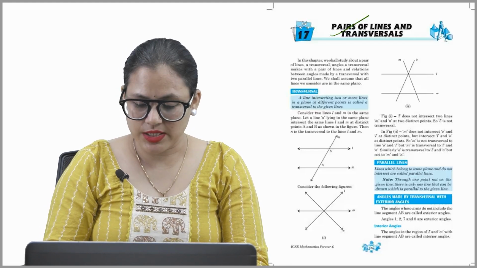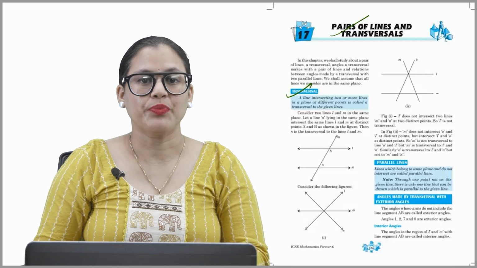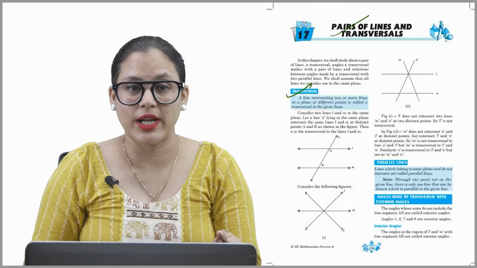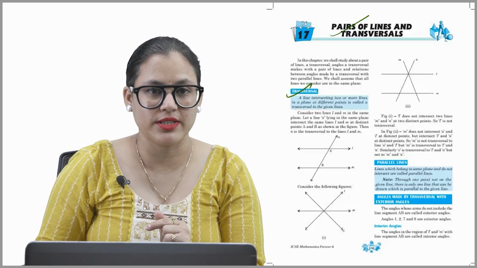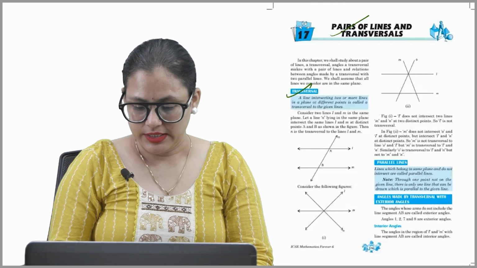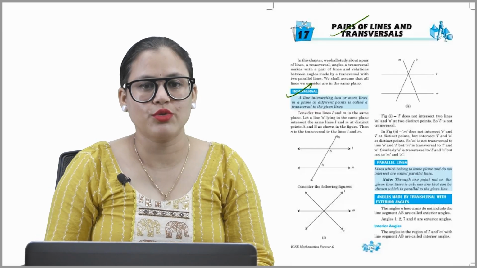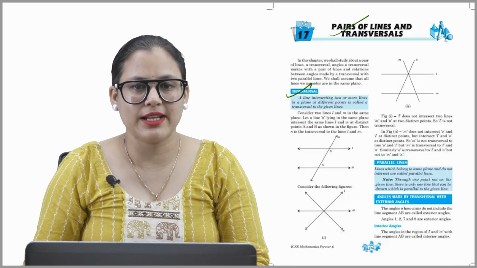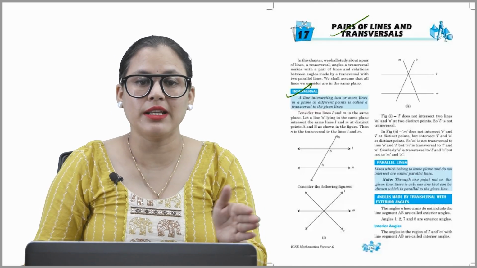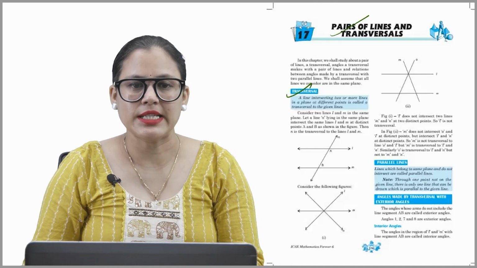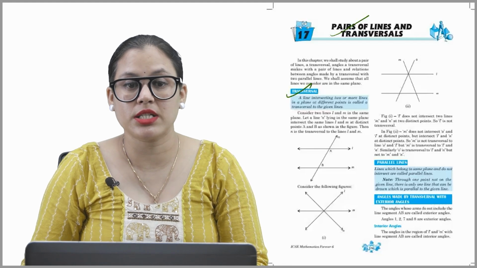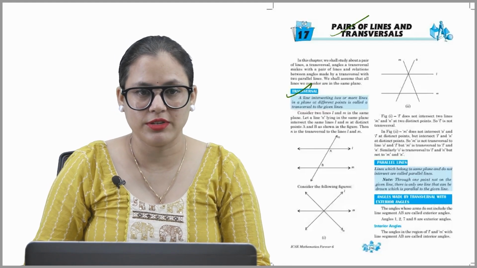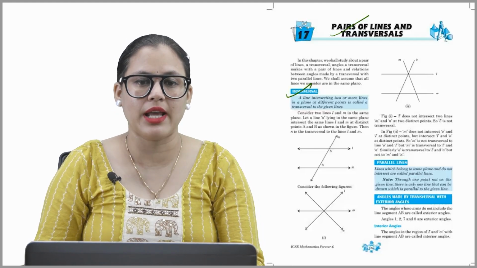Transversal. What is a transversal? A line intersecting two or more lines in a plane at different points is called a transversal to the given lines. See, these two lines are intersected by a line, so this is called a transversal line. Consider two lines L and M in the same plane. Let a line N lying in the same plane intersect the lines L and M at distinct points A, B as shown in the figure. Then N is the transversal to the lines L and M.